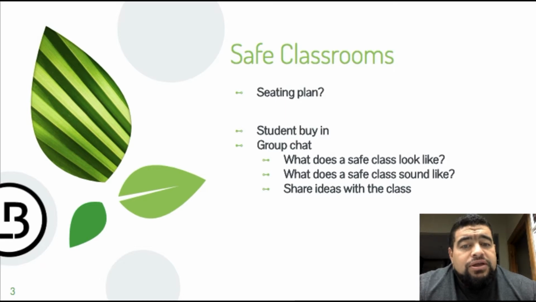The next thing we do is to ensure we have some safety guidelines. In order to do this, we make sure we have student buy-in. So we ask the students what a safe class will look like. We ask them what it will sound like, and we get them to discuss that in groups, pairs, or threes, just whoever they're sitting with. We then get them to share those ideas with the classroom.